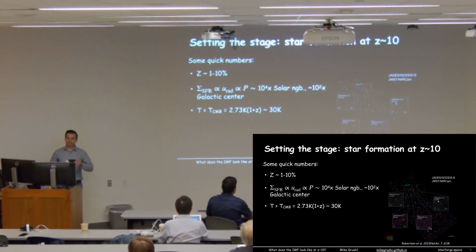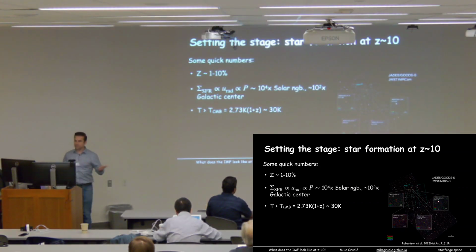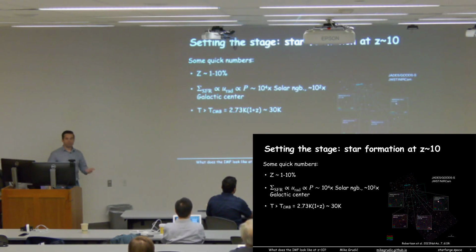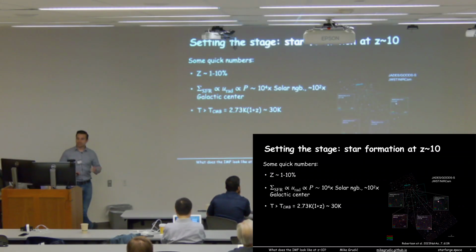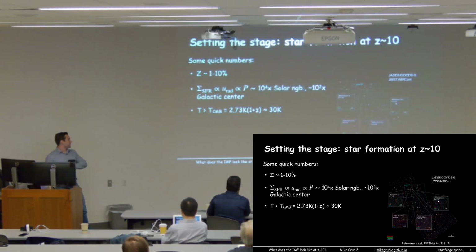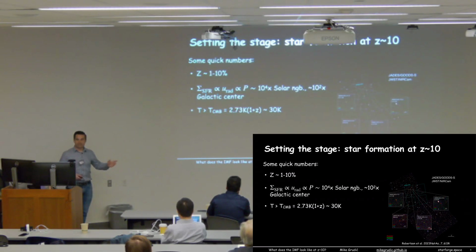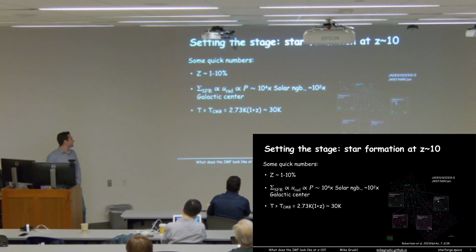Just to get situated for the sorts of conditions I'm thinking about with the z of 10 galaxies, based on the observations, to give some quick numbers, I'd say metallicity is in the 1 to 10% range, reasonable. Sigma SFR, radiation energy density, and pressure should also all roughly be proportional, and they should be about 10,000 times what we see in the solar neighborhood, which interestingly is about 100 times more than the galactic center. Essentially, if things are already looking kind of weird in the galactic center, then they might be crazy in the high redshift universe. It's also worth pointing out that the gas is definitely warmer.